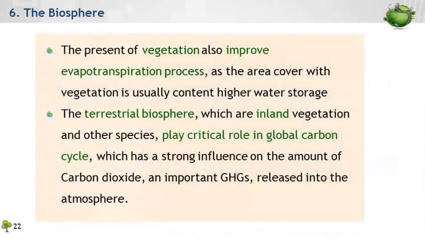The presence of vegetation also improves the evapotranspiration process because areas covered with trees usually hold higher water storage than other regions. The terrestrial biosphere, which includes all types of inland vegetation and other species, plays a critical role in the global carbon cycle, which has a strong influence on the amount of carbon dioxide released into the atmosphere.